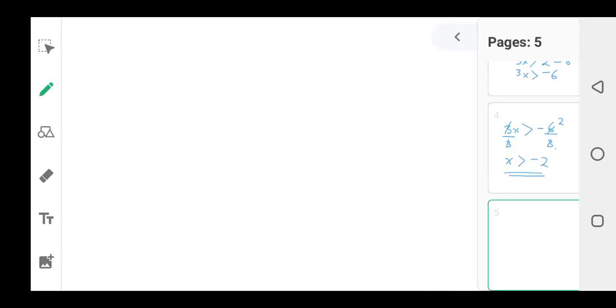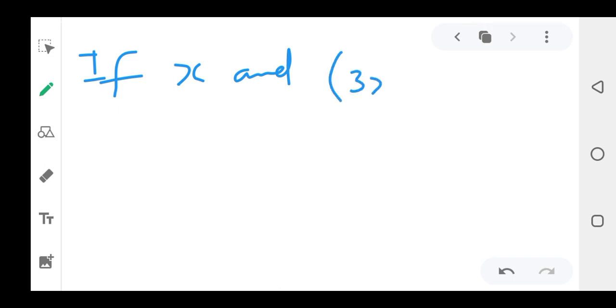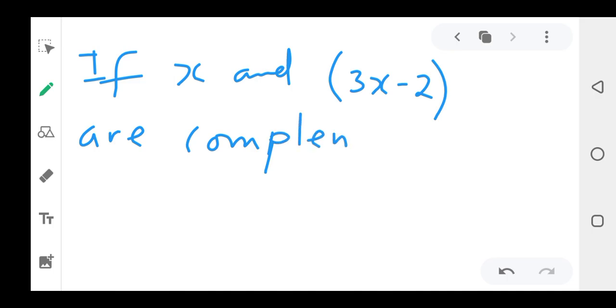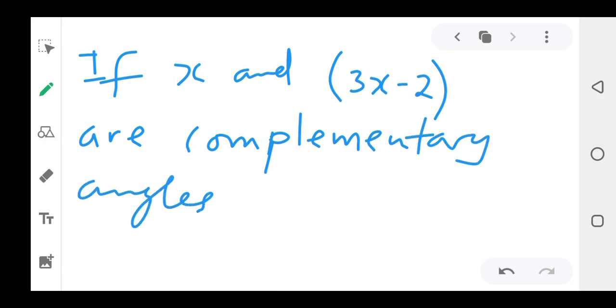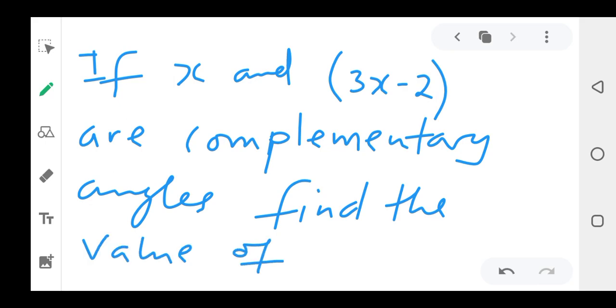The second question says, if x and (3x minus 2) are complementary angles, find the value of x.